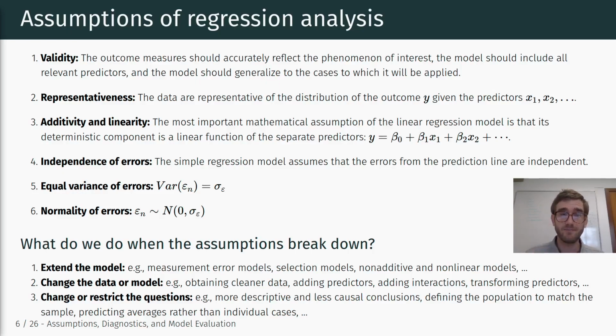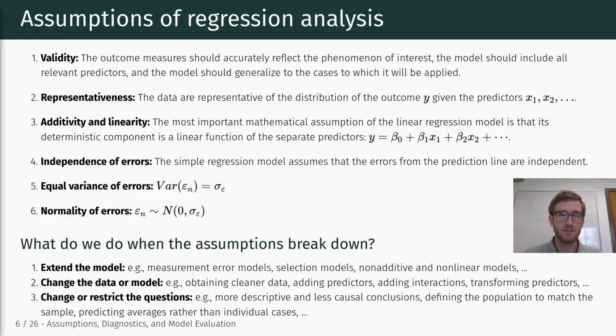We can also change the data or model. So for example, we can obtain cleaner data, add predictors, add interactions, or transform predictors, in order to achieve additivity and linearity in terms of the deterministic component. And lastly, we can also change or restrict the questions that we're ultimately asking, right? One thing that I mentioned previously is focusing on more descriptive and less causal conclusions. So being careful in how we interpret the coefficients can be one way of addressing violations of the underlying assumptions regarding the data generating process.